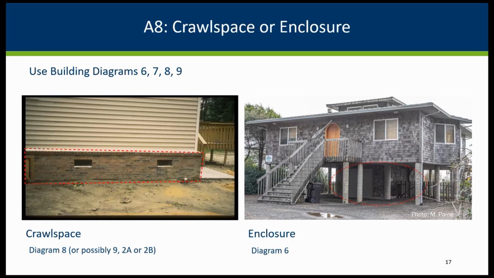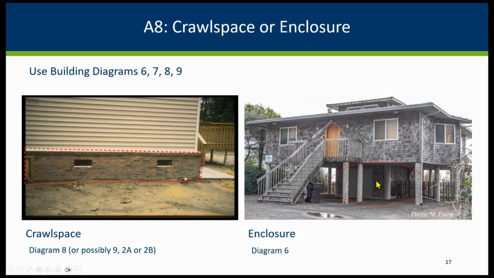A little more on the clarification between what is a crawl space and an enclosure. The photograph on the left shows an above grade crawl space. You can see that from the top of the crawl space floor to the top of the next higher floor, it's less than 5 feet. So that's going to be a diagram 8. It's only possible to be a diagram 9 if that were a below grade crawl space. If it had a basement, it would actually be diagram 2A or 2B.